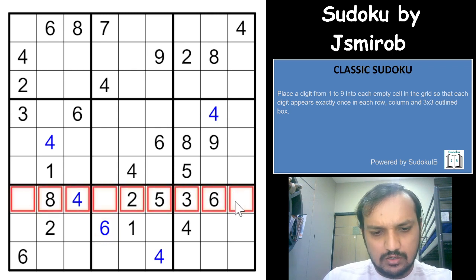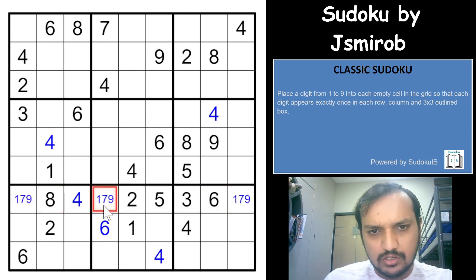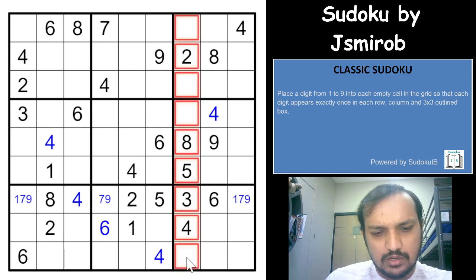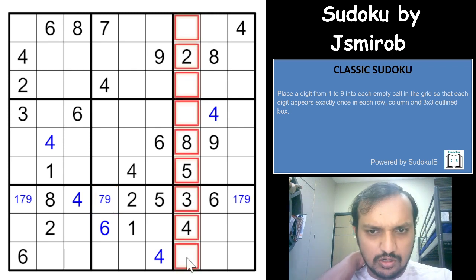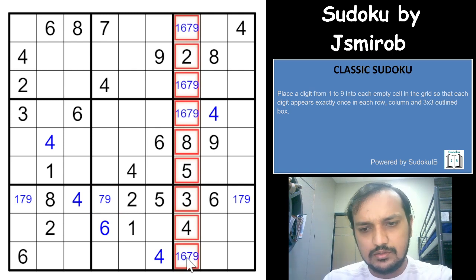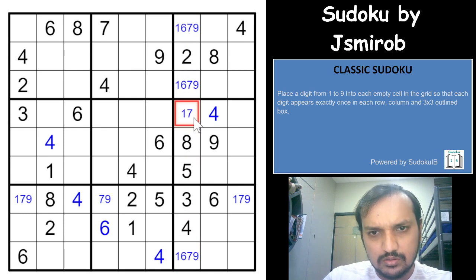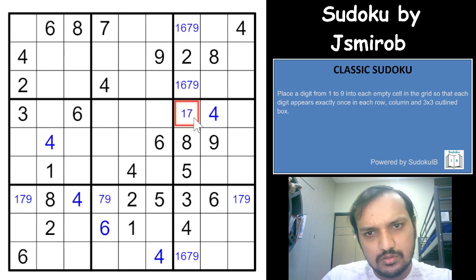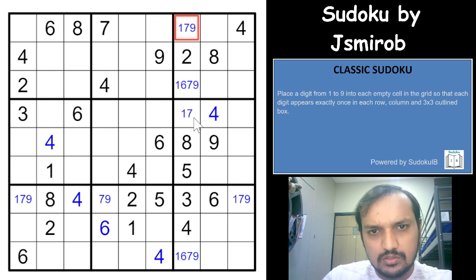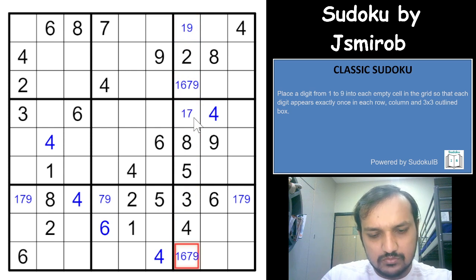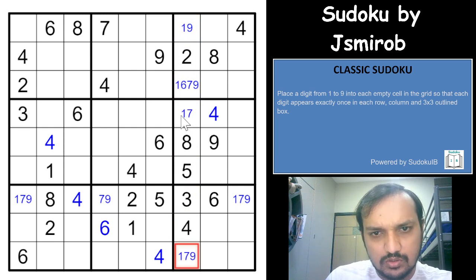I can mark all the other candidates here, so that is 1, 7 and 9. I know that this cannot be a 1. Here also I can mark all the candidates because I have 5 digits already given, so 1, 6, 7 and 9. This cannot be 6 or a 9. This cannot be a 6 or a 7. This cannot be a 6, so you already have a 6. Okay, this is not a 6, this has to be a 6.